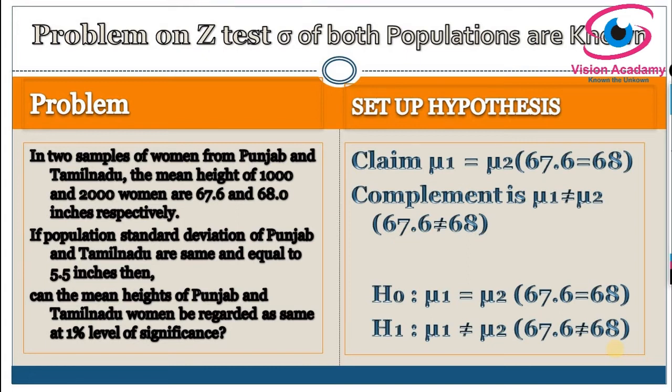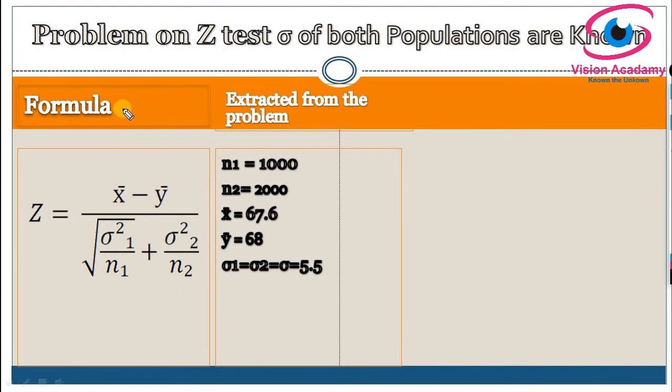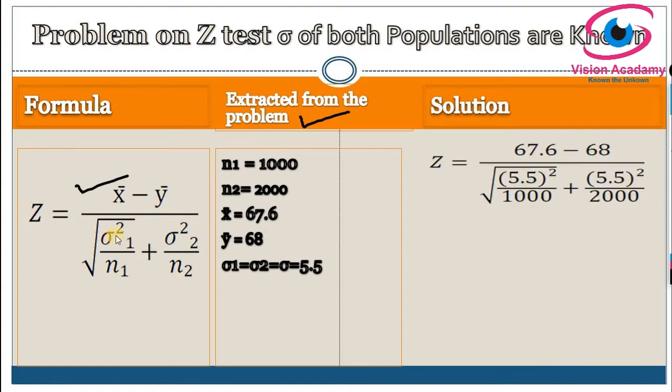Then let us go for the solution of this problem, using the two sample Z test. For testing the null hypothesis, the test statistic Z is given by x bar minus y bar divided by the square root of variance 1 by sample size 1 plus variance 2 by sample size 2. And in the center, I have extracted the information that is applicable to the problem. So based on this information, using this formula, we can give the solution as this.